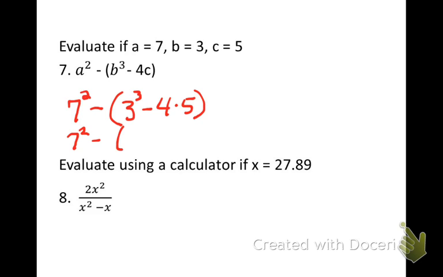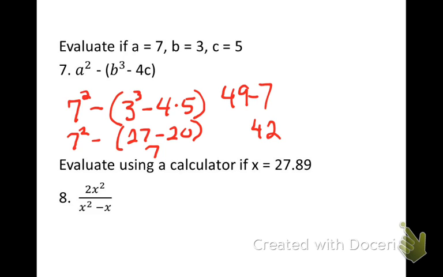So what's 3 to the third? 3 times 3 is 9, 9 times 3 is 27. Now I would do my multiplication and get 20. 27 minus 20 would be 7. 7 squared is 49, so 49 minus 7 would be 42.